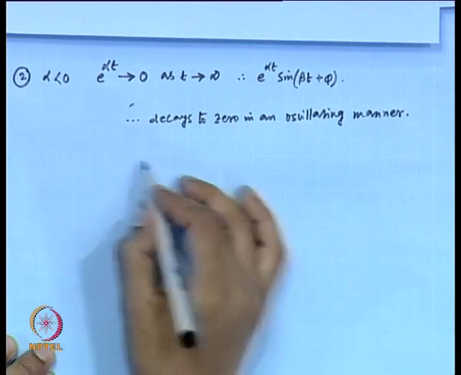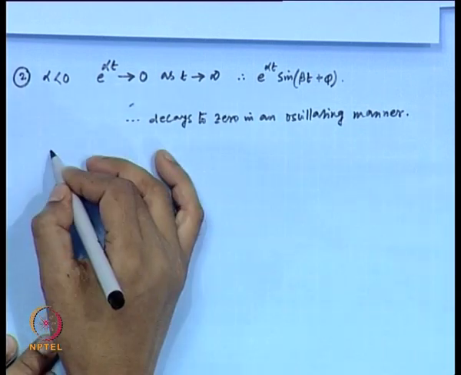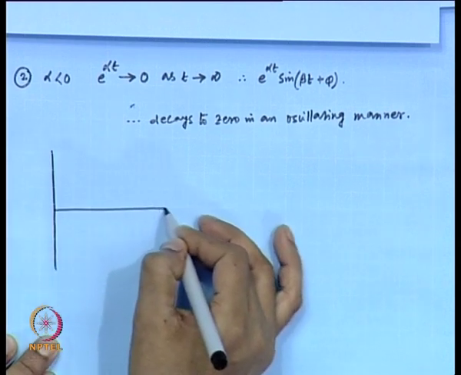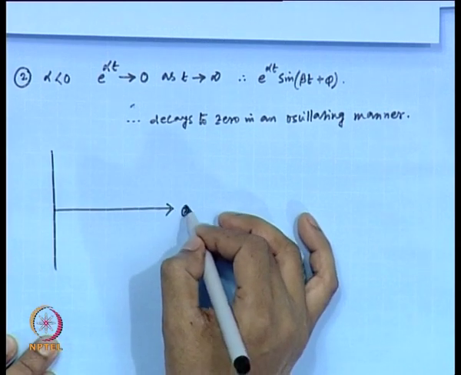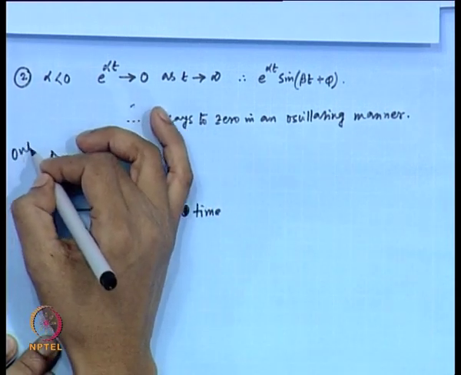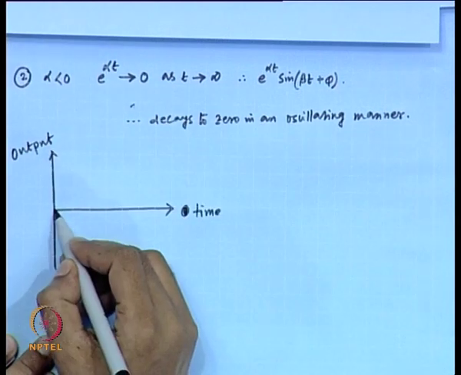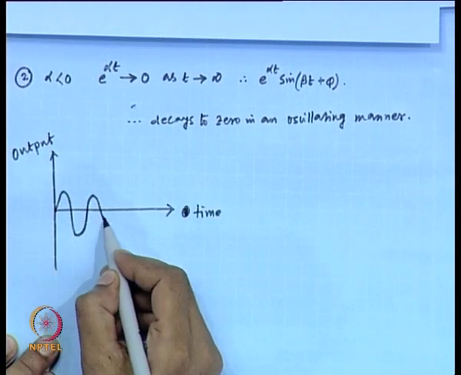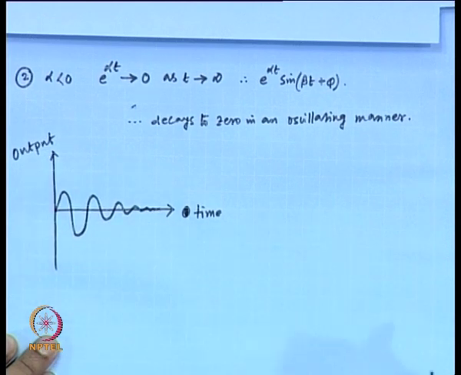The graphical representation is like this. This is the time, this is output, so it is gradually stabilizing. I mean the process is coming back to the original state. Fine. And next we will consider alpha equal to 0.